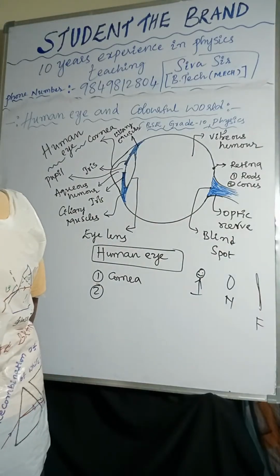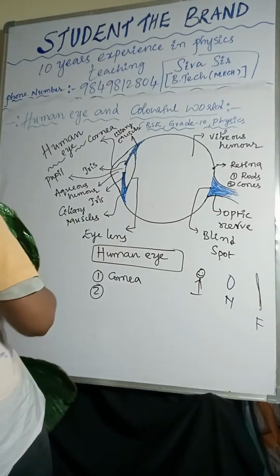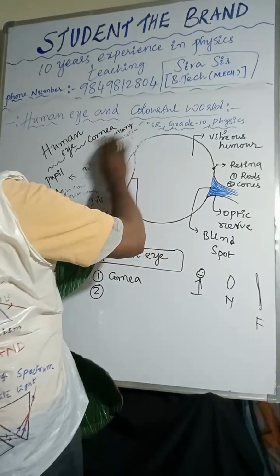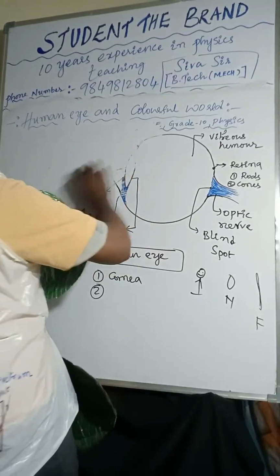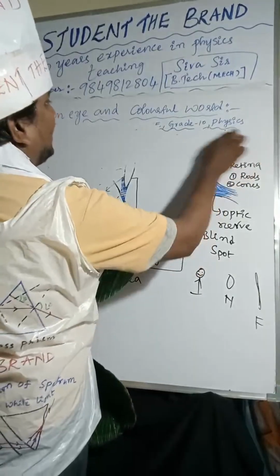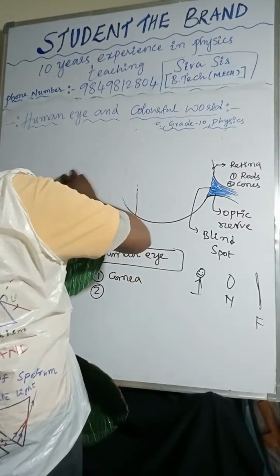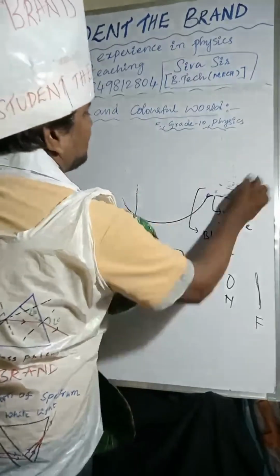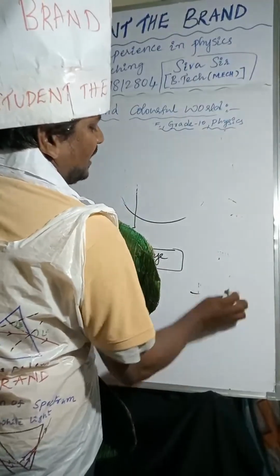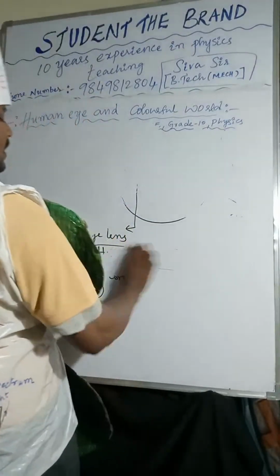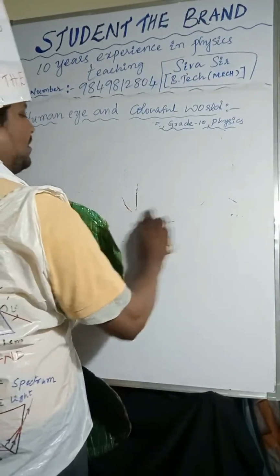Now we are going to the next one, which is power of accommodation. Power of accommodation is the ability of the eye lens to adjust its focal length. Which part is responsible for the power of accommodation? The ciliary muscles are responsible for the power of accommodation.